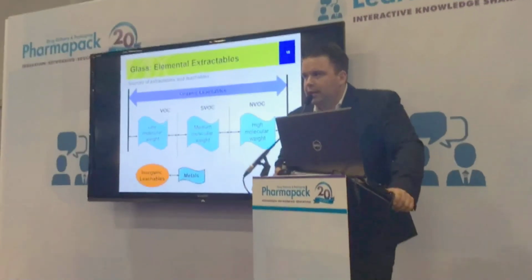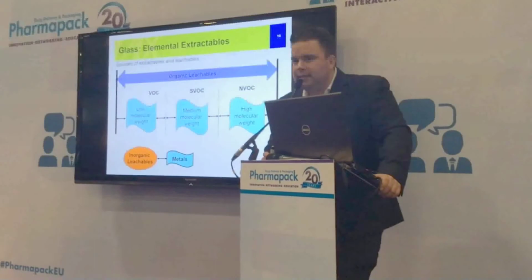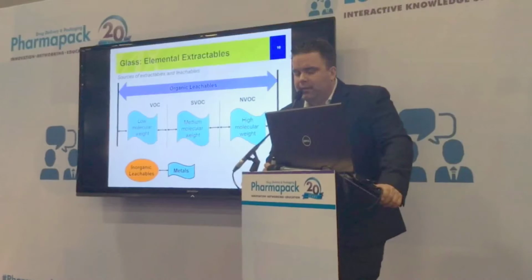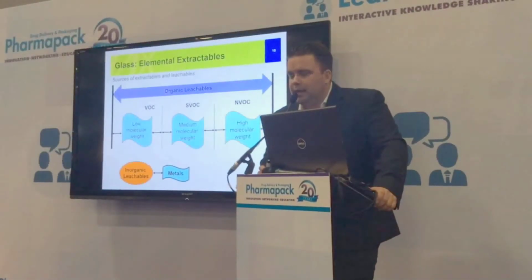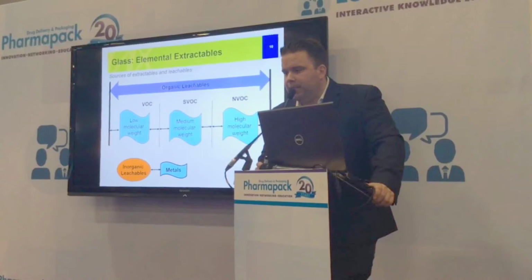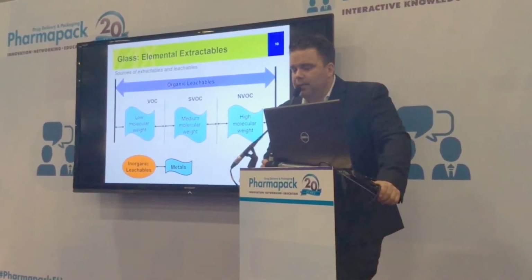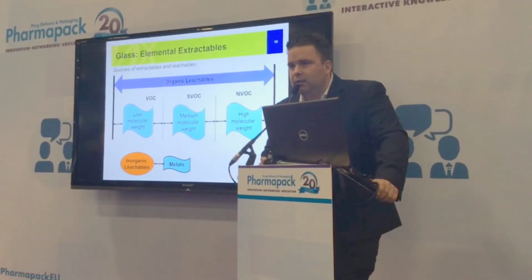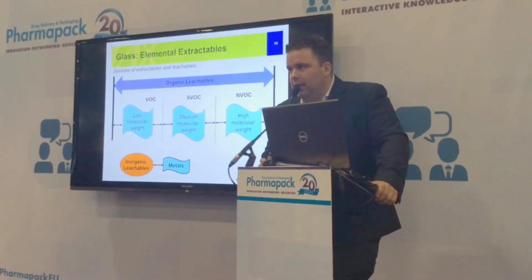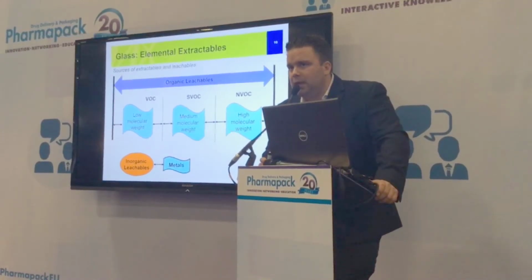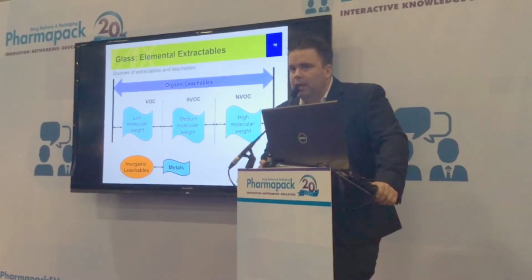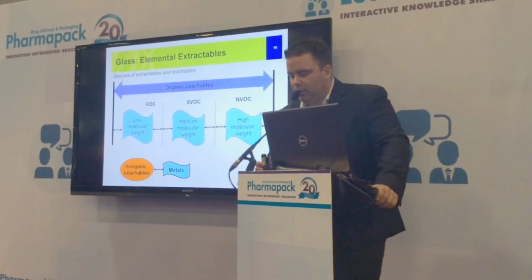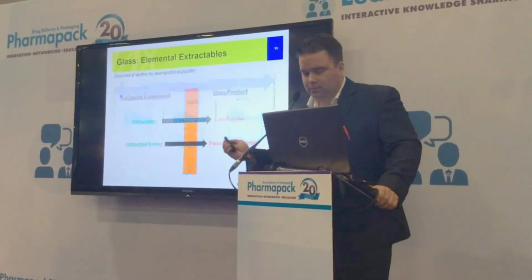For your volatile organic compounds, you want to utilize headspace GCMS. For your semi-volatile organic compounds, you want to utilize GCMS. And for your non-volatile organic compounds, you can utilize a basic analytical technique such as LCMS. Now, when you're testing for metals, you want to utilize the analytical technique known as ICP OES, which is inductively coupled plasma optical emission spectroscopy. And this is the analytical technique we actually performed on the different Wheaton glass types.